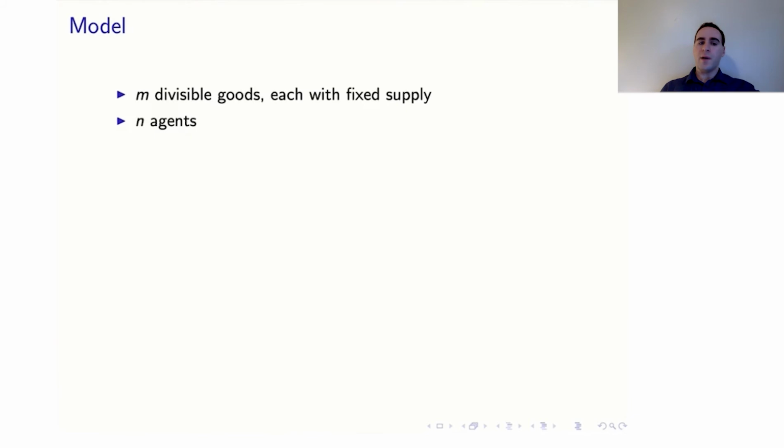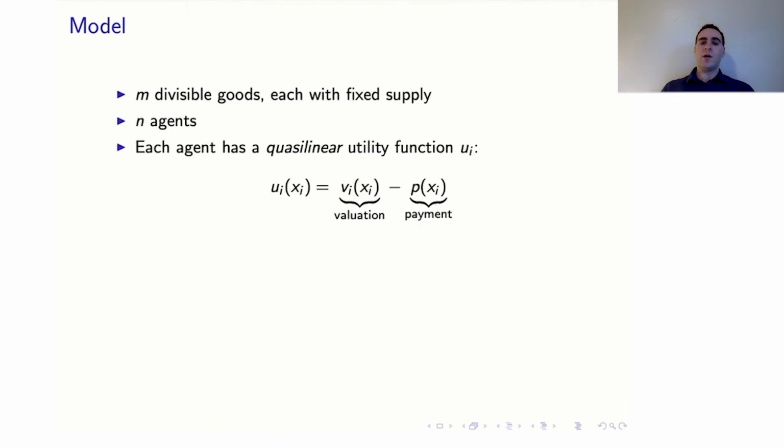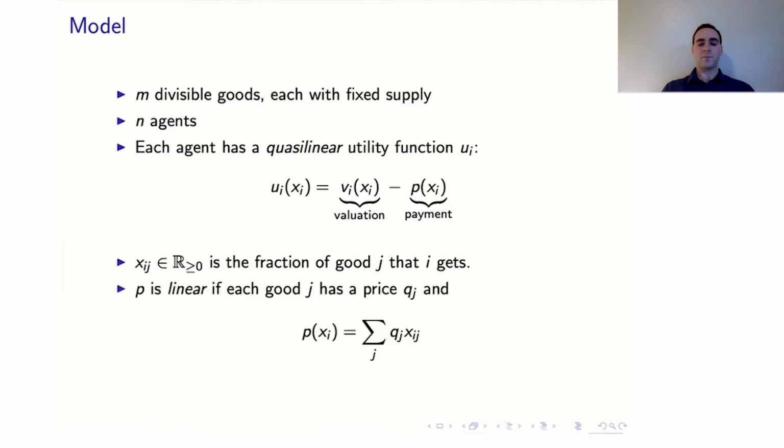Let's introduce a bit of mathematical notation. So we'll work with m divisible goods. They each have some fixed supply, n agents. Each agent has a quasi-linear utility function. So that's going to be, they want to maximize their valuation, denoted v_i of x_i, minus their payment. x_i is the bundle they receive, and x_ij is the fraction of good j that agent i gets. The pricing is linear if it has a single price for each good, and then we just sum up the price across goods. And this is sort of a very standard market model for quasi-linear utilities.